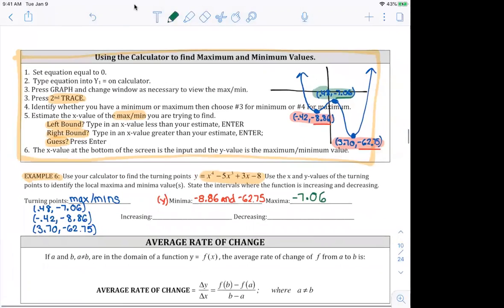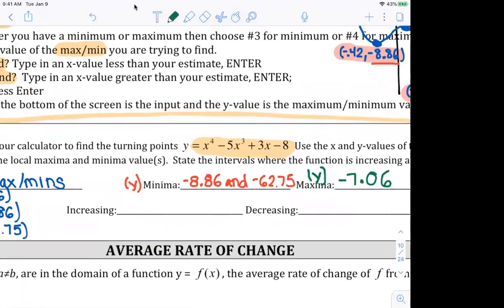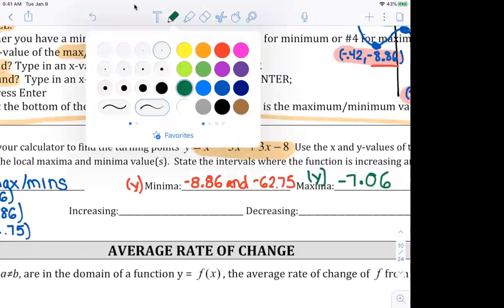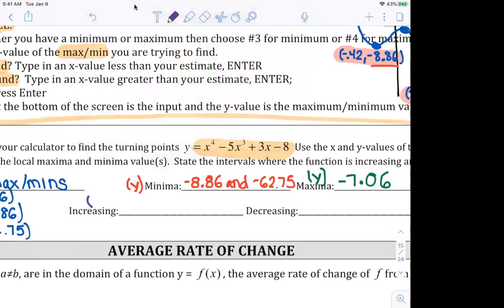The next question says increasing or decreasing. So this is where you're looking at the slope. Where is it increasing? Where is it decreasing? That's why the turning points are important. The turning points are going to tell you when it goes from an increasing to a decreasing or a constant. So when you do increasing and decreasing, you're always going to label these in X's, okay? So I'm going to go ahead and switch to purple now. So intervals, again, are always X's.